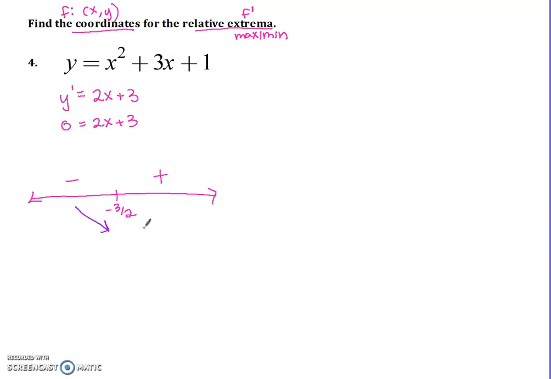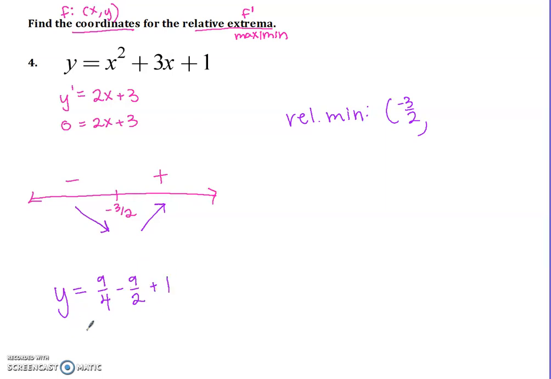So we've got decreasing and increasing, okay, which means this is a minimum. So this function has a relative minimum at -3/2, okay, but then I have to find the y value. So you're going to go back to the original equation for the y value. Okay, so -3/2 squared is 9/4. 3 times -3/2 is -9/2 plus 1.